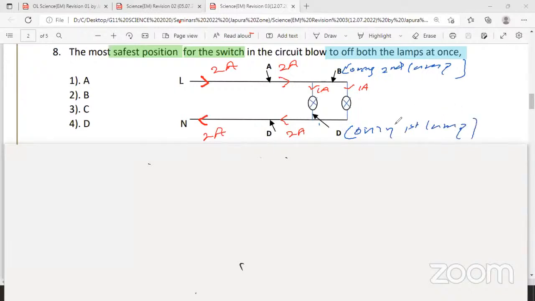Therefore B and D are not going to work. You cannot use only B or only D to turn off both lamps. So the answer will be either A or C. But out of these, the safest one is what? Any volunteers who can tell me the answer now? I explained a lot. To turn off both lamps at once, why did we reject B? If you open the switch at B, current will not flow through the second lamp but can flow through the first lamp. So only one lamp, that's not fine. At D also, only the first lamp is affected, but not the second lamp, as current can flow through the other path.